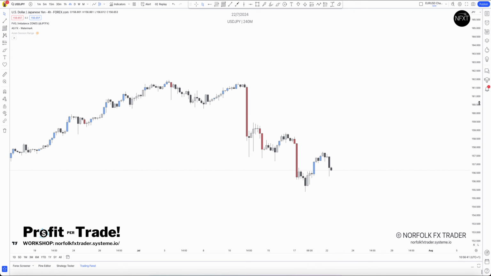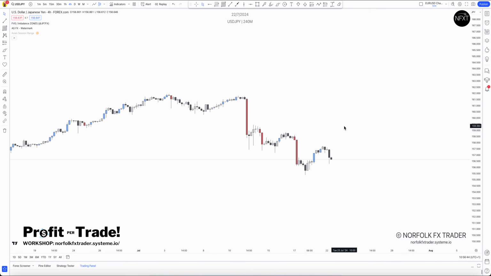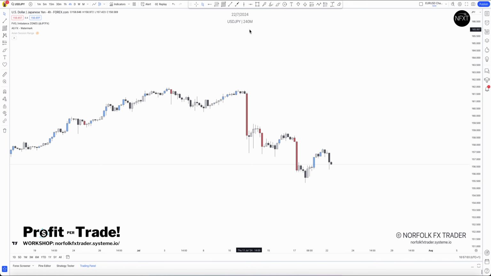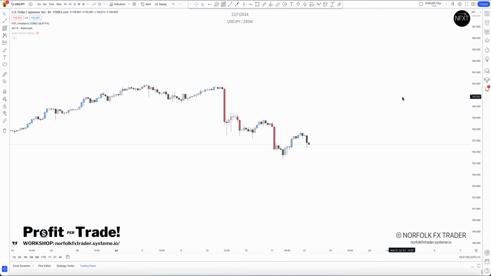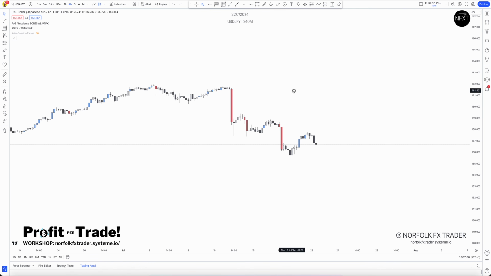When we look at marking up our chart, we want to be looking at using 2 time frames. Anytime we're using this strategy, look at using 2 time frames. So we're going to use the 4-hour time frame as our setup time frame, and we're going to use the 15-minute time frame as our entry time frame here.